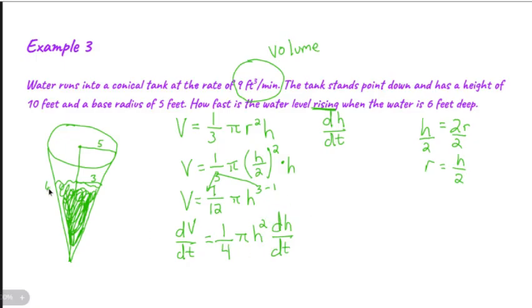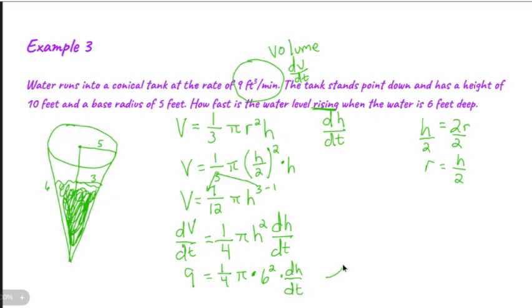We know height is to be 6 feet. Well, actually, I won't even do that because we have dV/dt as well. This right here at the beginning, that was dV/dt because it was changing a volume with respect to time. So we can put that in right there. 9 equals 1/4 pi, and then height, when was the height? It was at 6 feet. So times 6 squared times dh/dt.